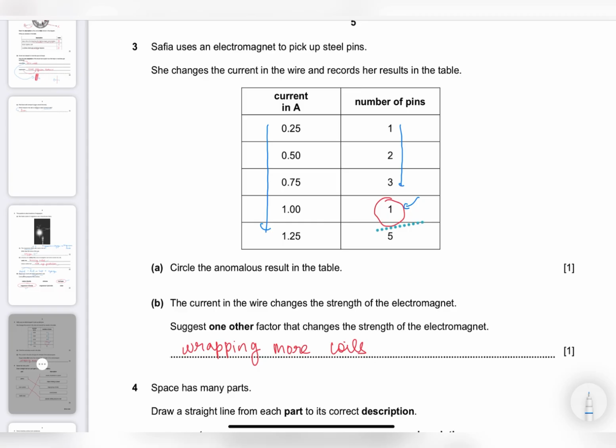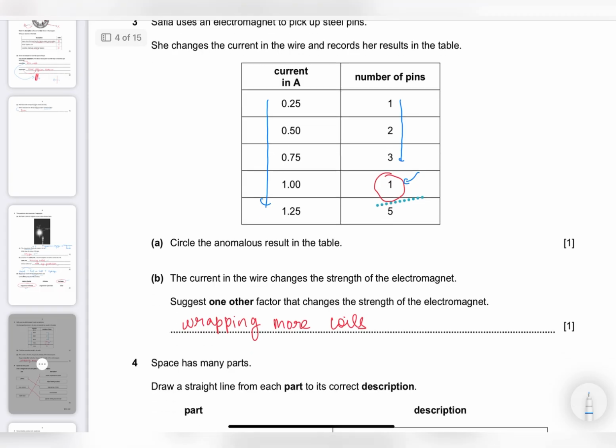Anomalous means that there's some problem with that result. We have to do it again. Okay. The current in the wire changes the strength of the electromagnet. Suggests one more factor. See, either we can change the current or we can increase the number of coils. Yes or no? Number of turns. So we can write wrapping more coils.